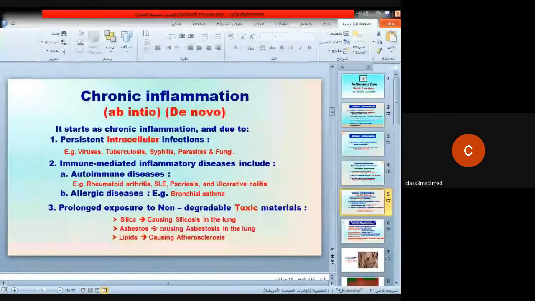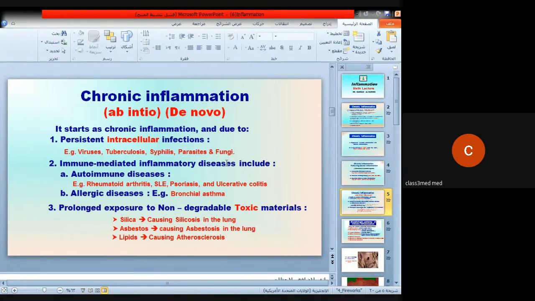Second, in the chronic inflammation ab initio or de novo, it starts as chronic inflammation. Why? This is from the beginning a chronic inflammation, due to the following causes and the following conditions. First, persistent intracellular infections, such as viruses, tuberculosis, syphilis, parasite, and fungal infection.